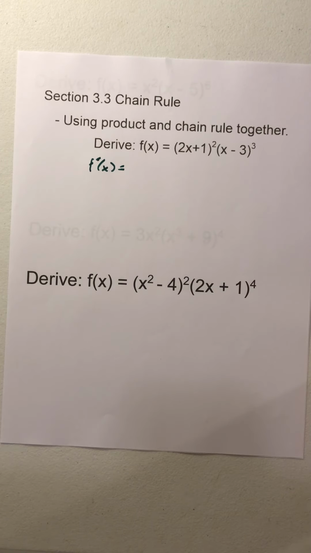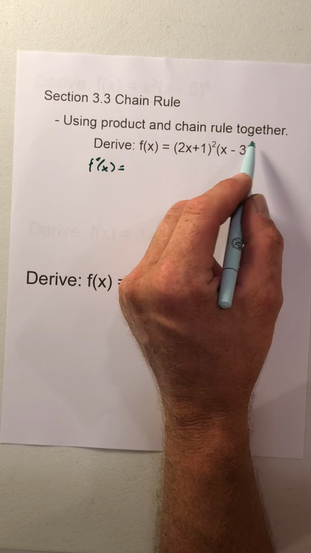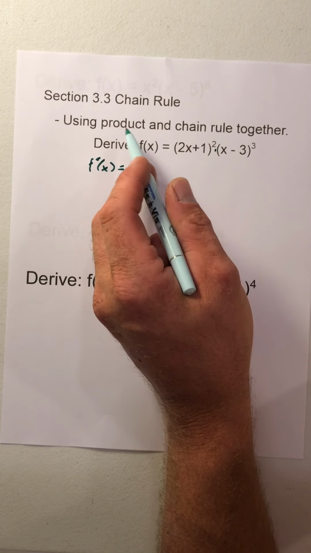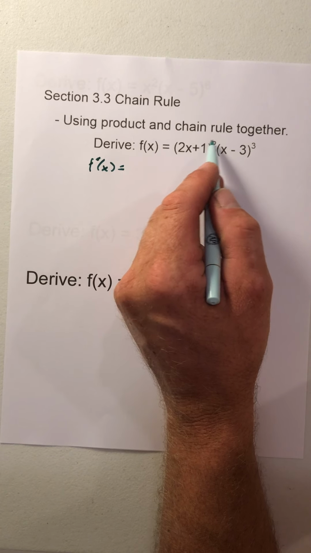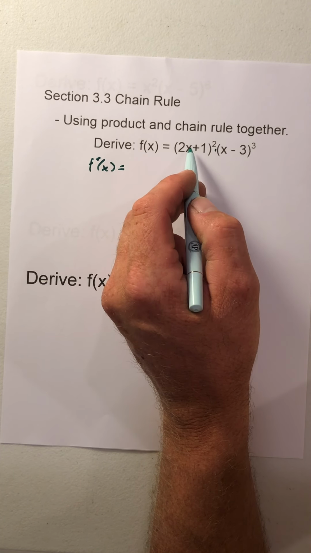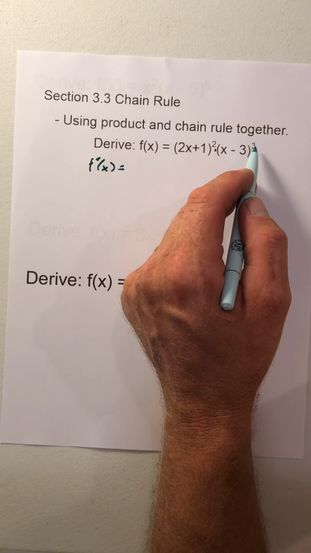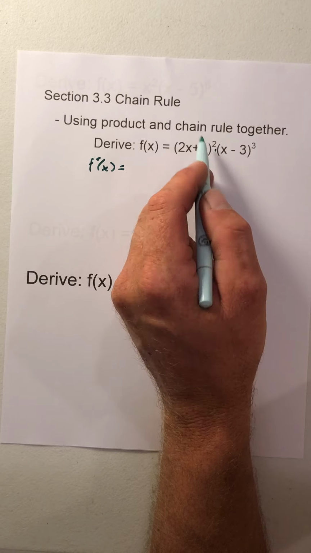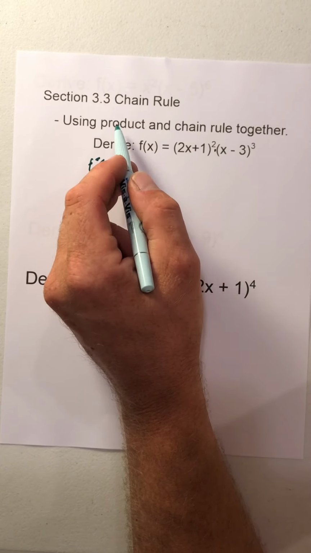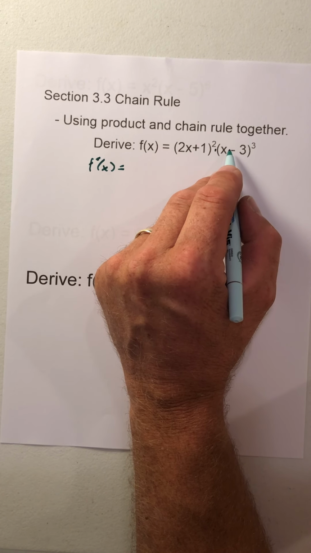What I'd like for you to notice with this problem, we have 2x plus 1 squared, and we're multiplying it to x minus 3 to the third. So we have two things being multiplied together. That's where our product comes in. Within each of those terms, we're squaring or cubing, so we're taking them to an exponent. That's where our chain rule comes in. So how do we find the derivative? We're going to use the product rule first because we have two things being multiplied together ultimately.